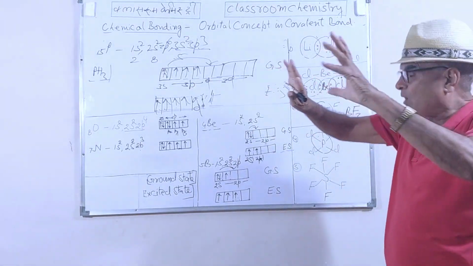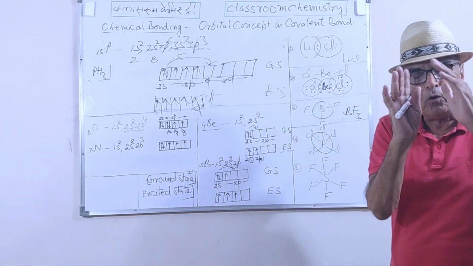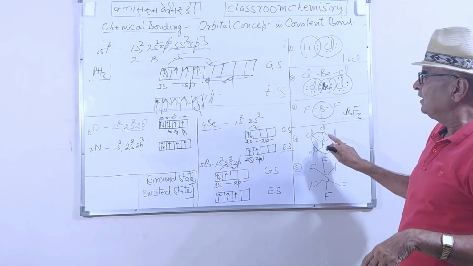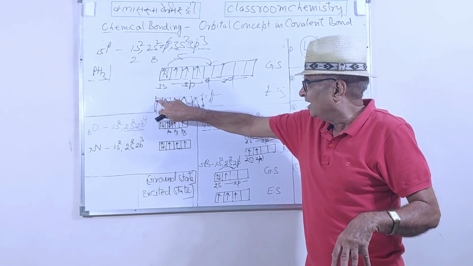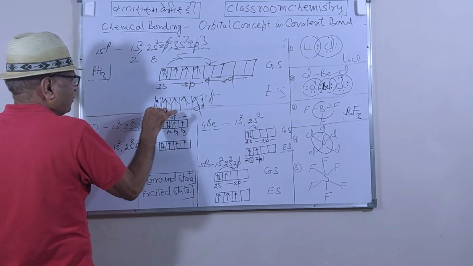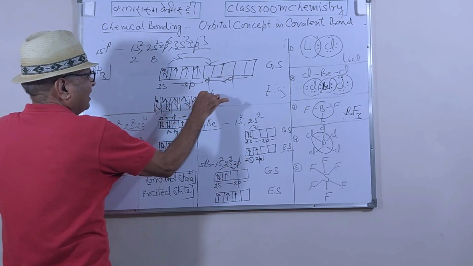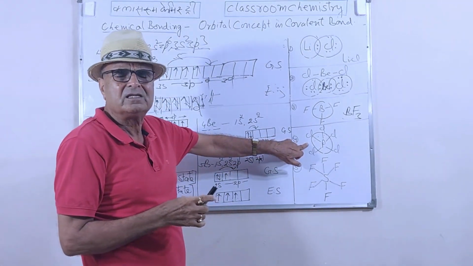And there are 5 orbitals, and when all 5 orbitals are shared with the chlorine electrons, by sharing of the electrons each orbital will have a bond. That's why this PCl5 is stable.